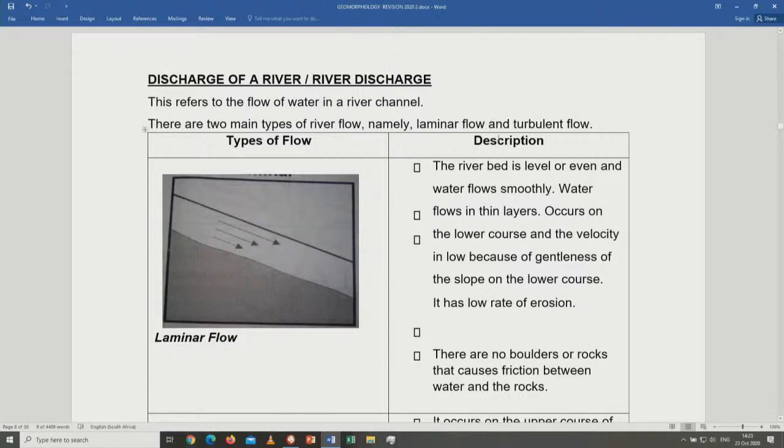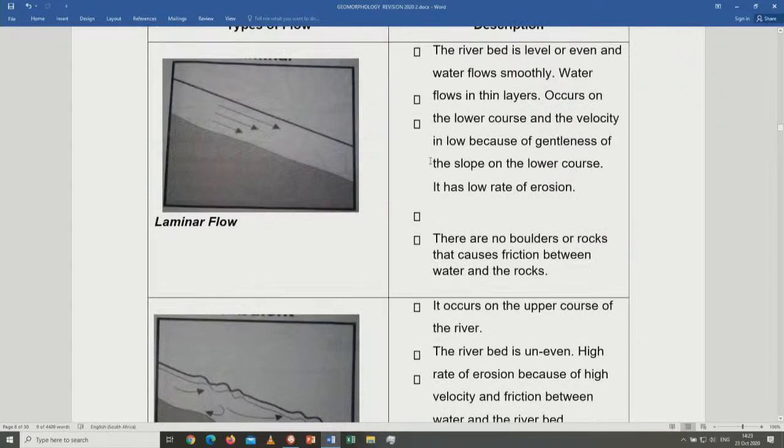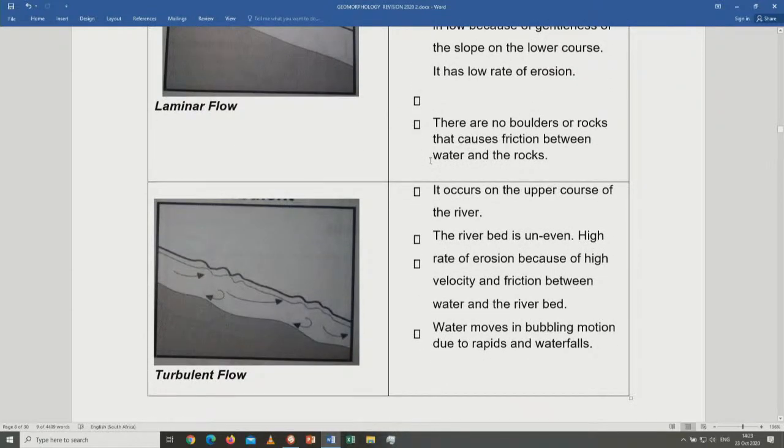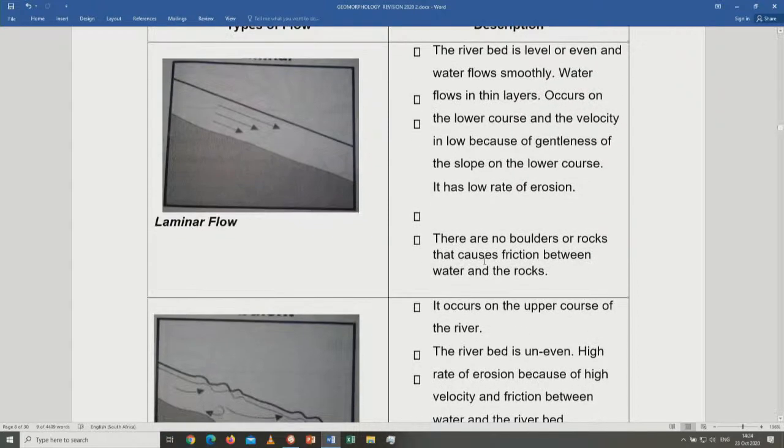Discharge of a river, that means these are the flow characteristics of a river. We're having laminar flow and also turbulent flow. Laminar flow, the river bed is level or even. And then also the water flows in a thin layer. It occurs in the lower course in most cases. And also the velocity is low because of the gentleness of the slope on the lower course. It has a low rate of erosion, if you look at that.